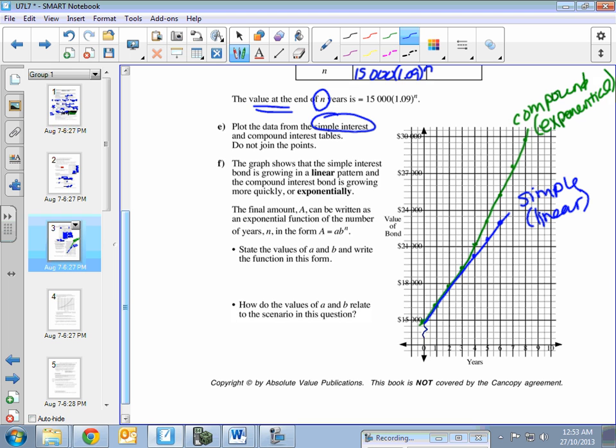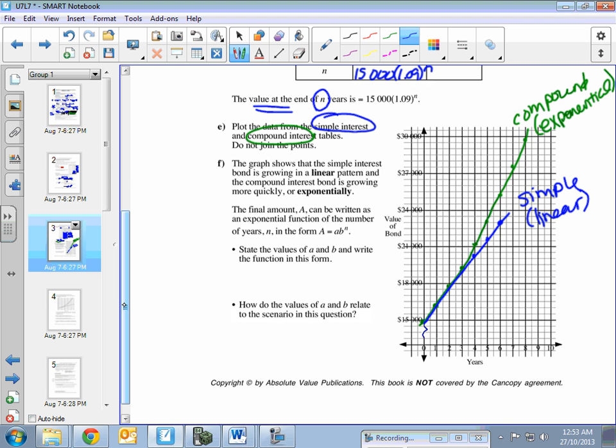So we plotted simple and compound. It says don't join the points, but I did just to show you which one was exponential, which one was linear. So the final amount A can be written as an exponential function of the number of years n in the form A equals A times B to the n. State the values of A and B and write the function in this form.